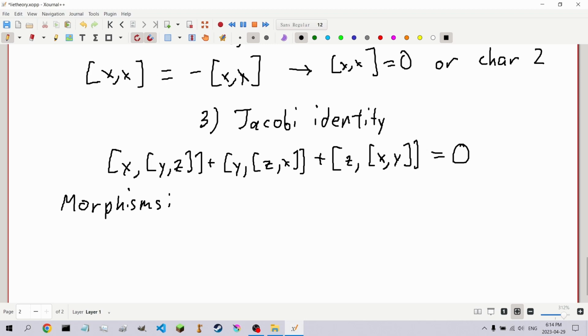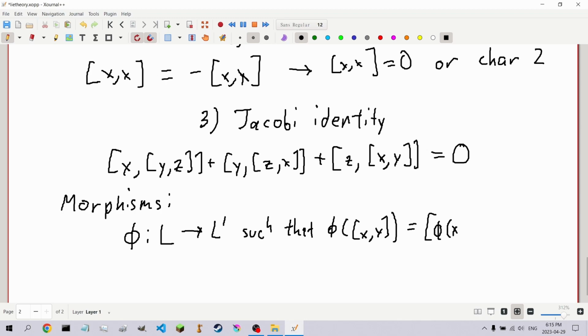It should be pretty clear how this works, but if you have a function, we're going to write it phi, between 2 Lie algebras from L to say L prime. This is a morphism if it splits over the bracket. So essentially that phi of the bracket of x and y is equal to the bracket of phi of x and phi of y.